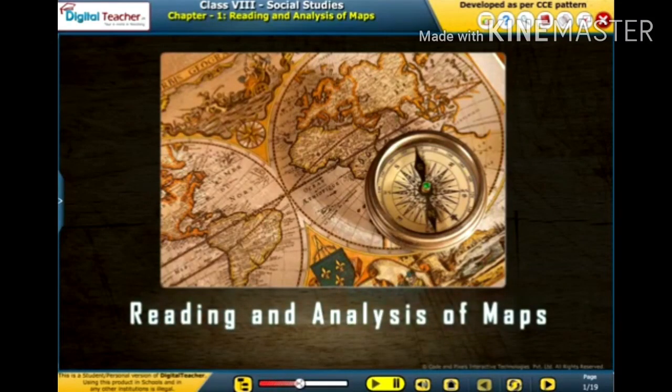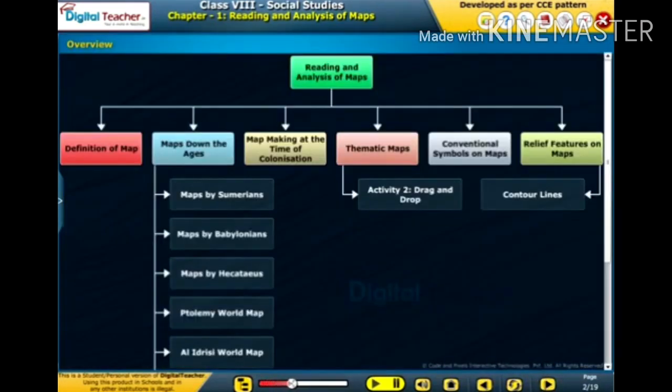Welcome to the chapter Reading and Analysis of Maps. This slide presents the overview of the chapter.